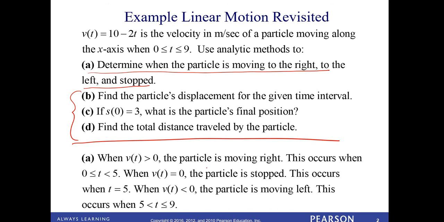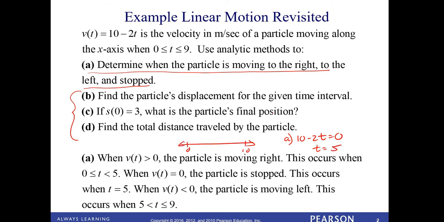When the velocity is greater than 0, the particle is moving right, and this happens from 0 to 5. So what we do to solve this, and I'm sorry they didn't give me much room here, but for part A, when 10 minus 2t equals 0, we have t is equal to 5. So therefore, using a number line from 0 to 9, that's what we're looking at, at 5 we are 0. From 0 to 5, any number, I get a positive. Any number from 5 to 9, I get a negative.